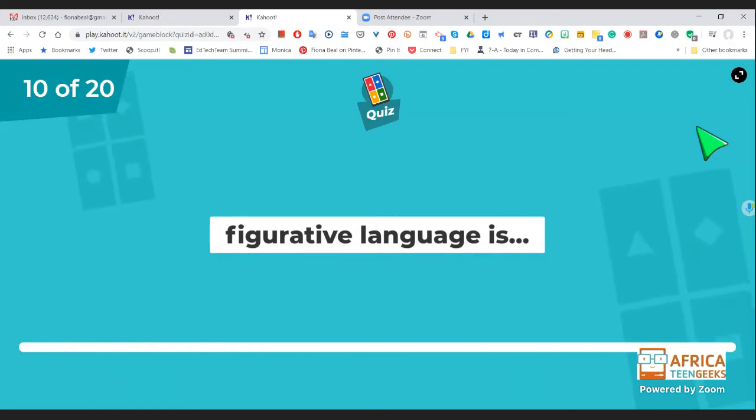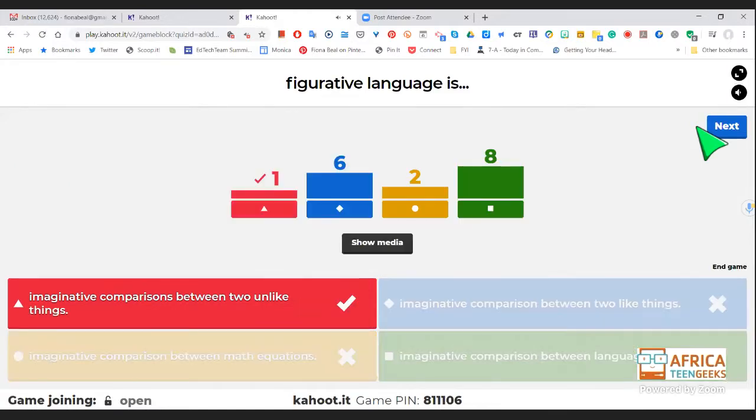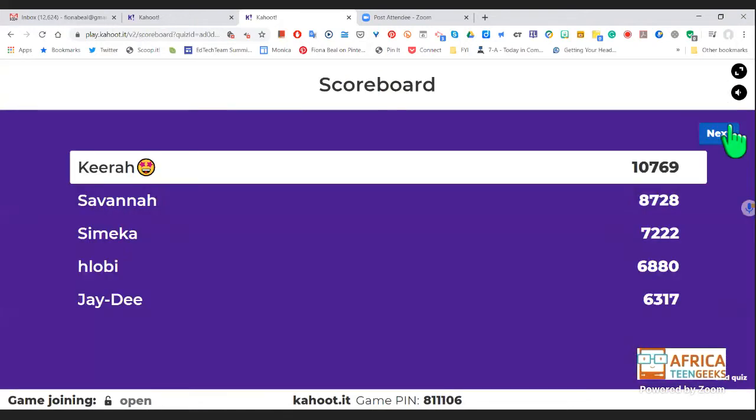Figurative language is, what is figurative language? Right, did you not think to yourself, it's comparing two things that are not the same? Like it's using imaginative language to compare two things that are not quite the same. Okay, so we only had one person getting that one. Okay, and that must have been Kira. Right, next one.